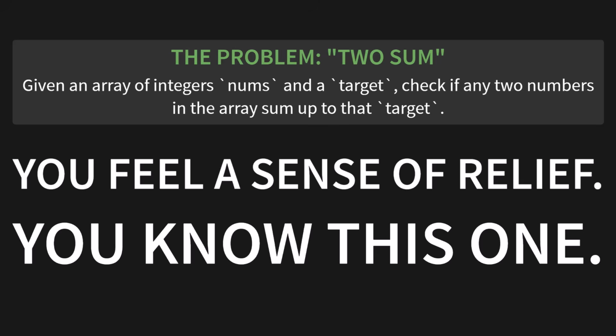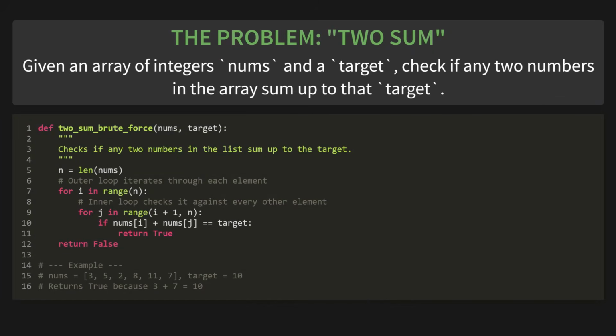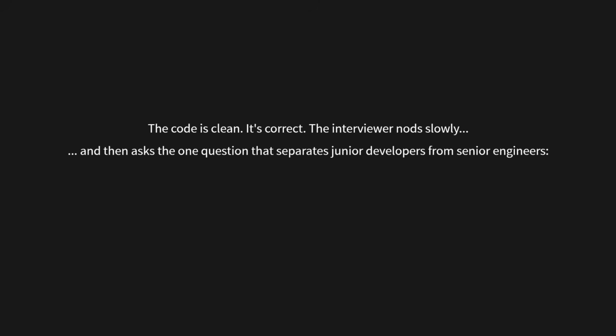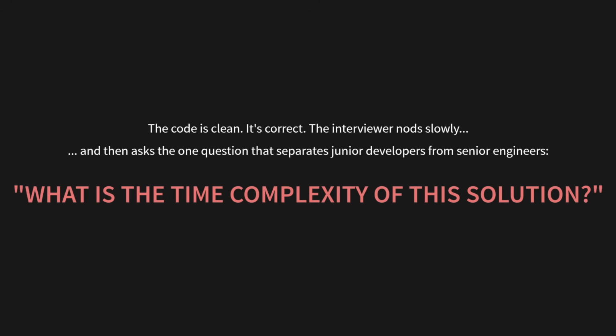You feel a sense of relief. You know this one. So you confidently start typing out a solution you know works. Simple enough, right? The code is clean. It's correct. The interviewer nods slowly and then asks the one question that separates junior developers from senior engineers.